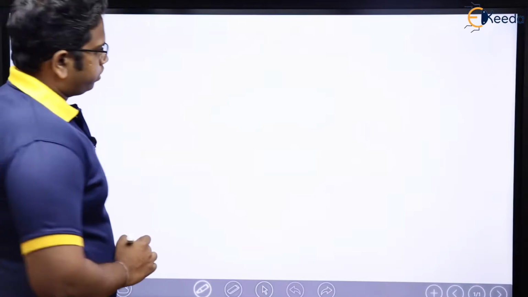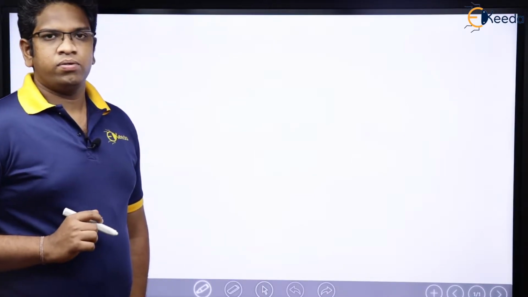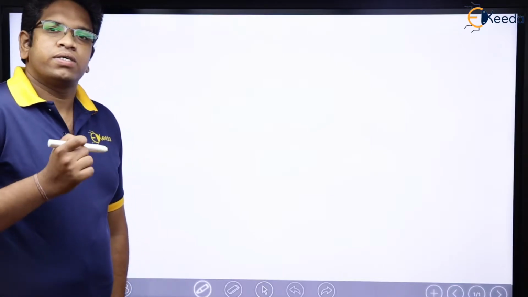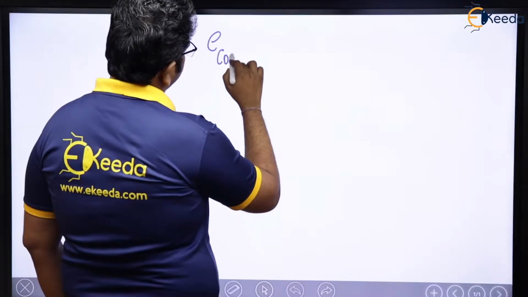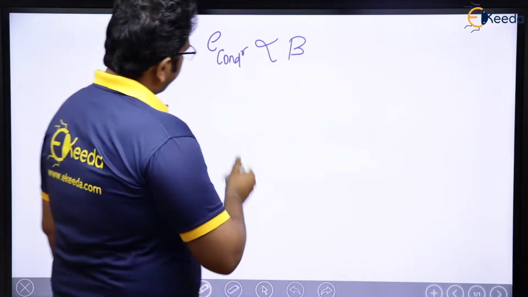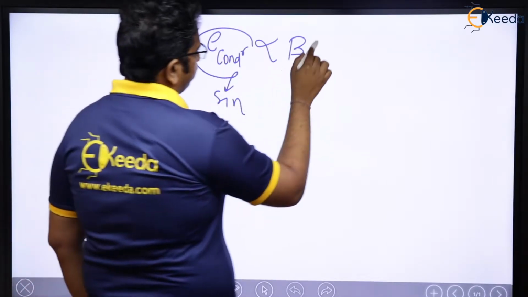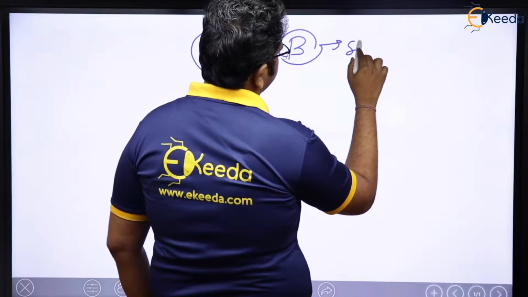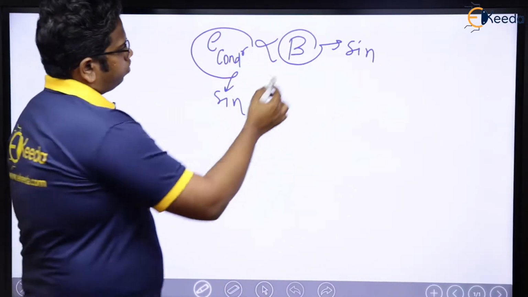Now see here, we know that in order to make induced EMF sinusoidal, we need to make flux sinusoidal. Why? Because already we have discussed that E conductor is proportional to B, right? So in order to make E conductor sinusoidal, I need to make this particular flux density sinusoidal. So now let us focus on this B.